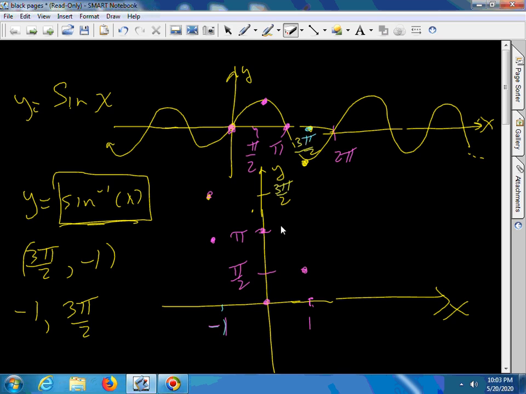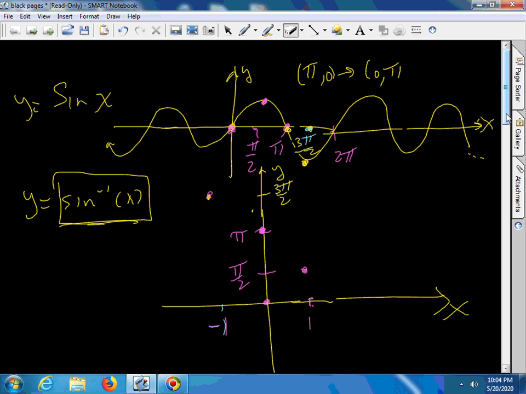I don't know why I have a point here. For example, that point right there is (pi, 0), and when I switch them, I get (0, pi), which is right here. Okay. Now, let us draw some negative points where the first coordinate is negative. Well, right here is negative pi, right here is negative pi over 2, and 3 pi over 2.